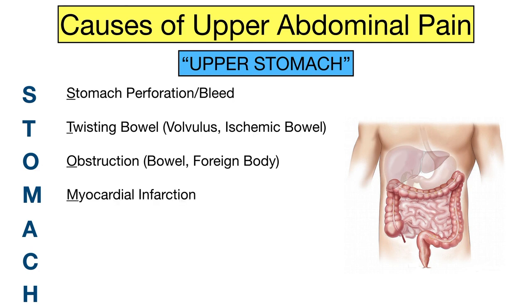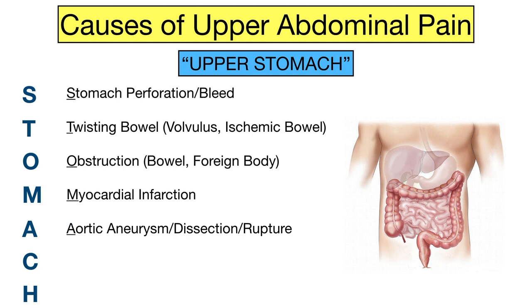Next we have the M, which stands for myocardial infarction or a heart attack. This is an important one. Some patients may present with upper abdominal pain that's actually a myocardial infarction. This can be true in patient populations who are elderly, female, history of diabetes, among others. You don't want to miss a myocardial infarction in someone presenting with upper abdominal pain, so make sure to always consider it and order an EKG and cardiac blood work as appropriate.